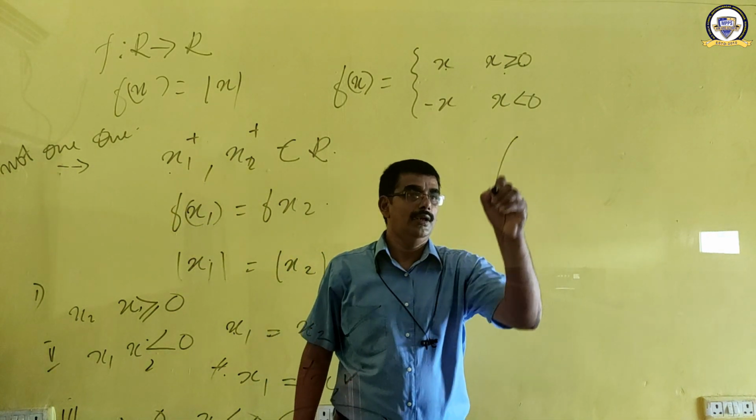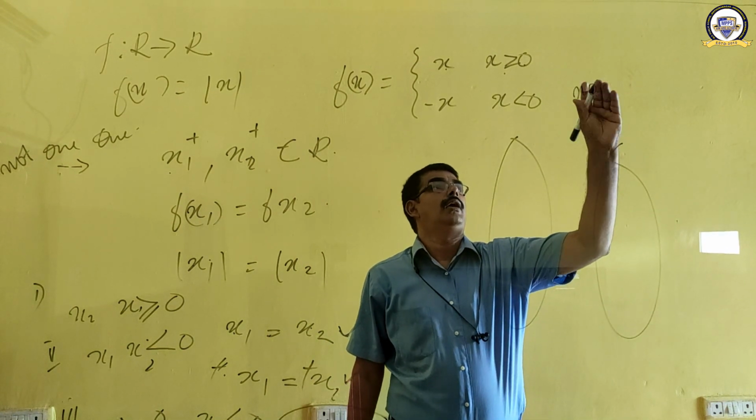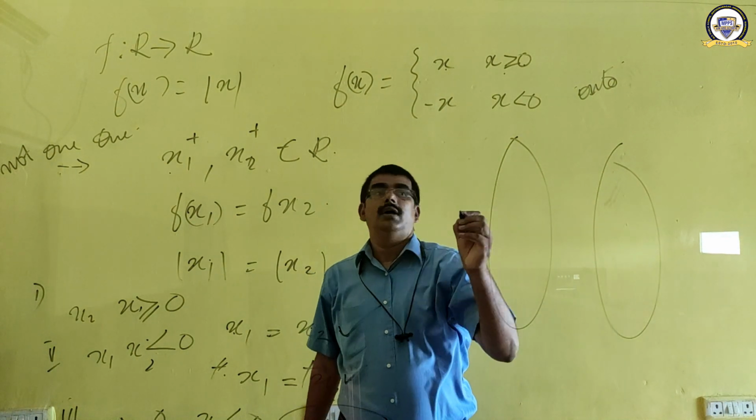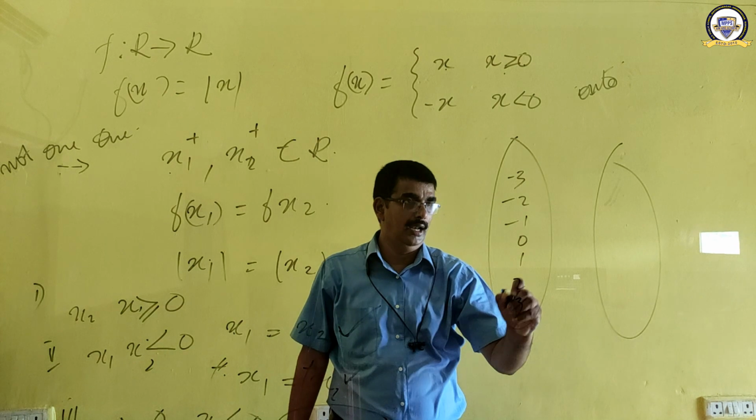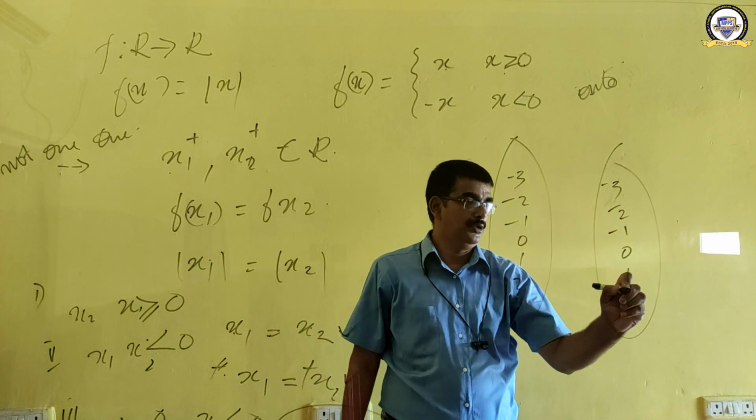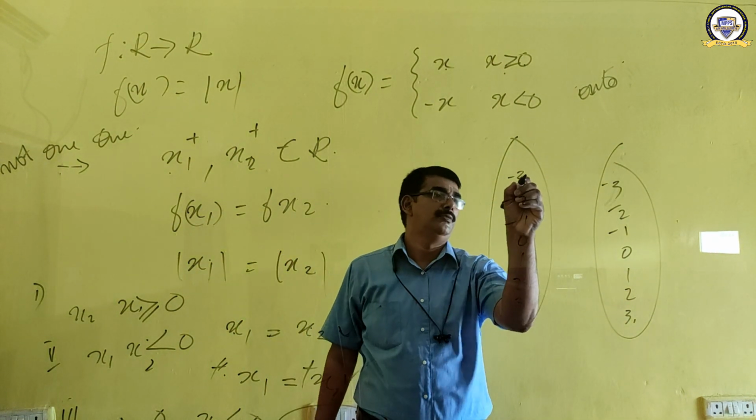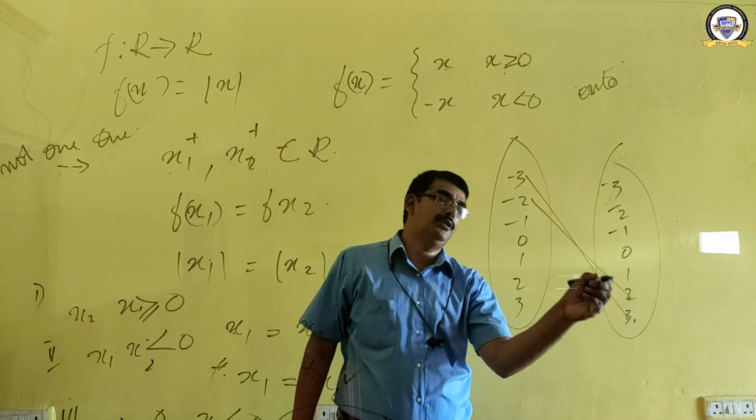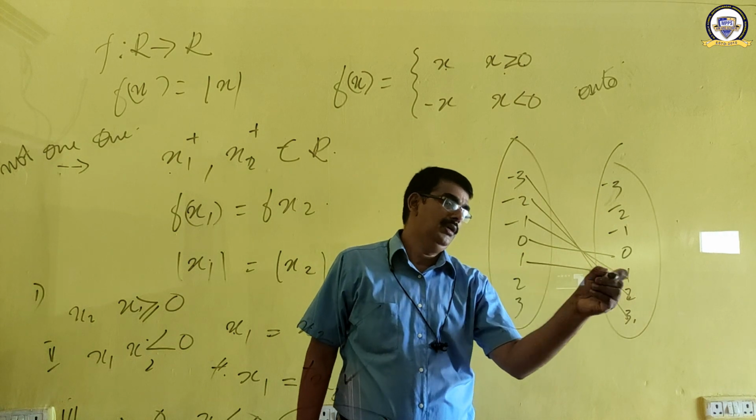Now we are going to prove whether it is an onto function. Here also negative 3, negative 2, negative 1, 0, 1, 2, 3 like this. f of x is equal to modulus of x. So negative 3, answer will be 3, negative 2, answer will be 2, negative 1, answer will be 1, 0, 0, 1, 1, 2, 2, 3, 3.